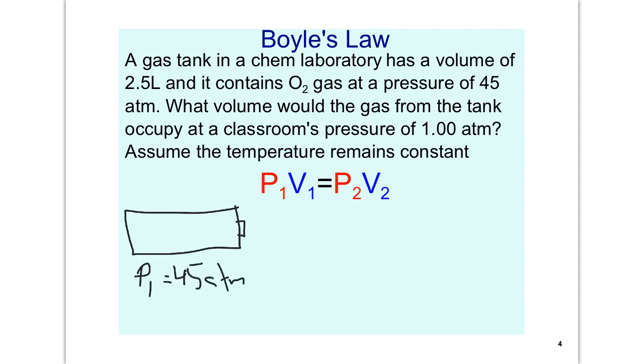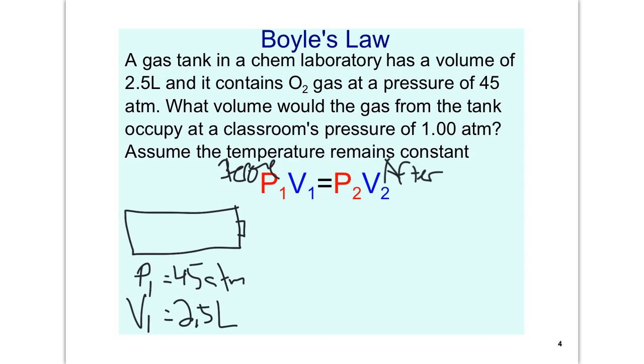And the volume that we're storing that in is 2.5 liters. Again, it doesn't matter what you label as 1 or 2. I typically think of it as before and after. So now what it says is, what volume would the gas from the tank occupy at a classroom's pressure of 1 ATM?